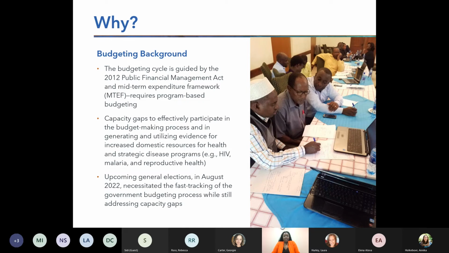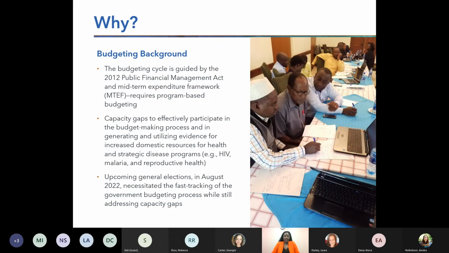Now, we noted that there were certain gaps in select national level strategic disease program units within the Ministry of Health and selected subnational departments of health to effectively take part in the budgetary process, especially for HIV, malaria, and reproductive health.